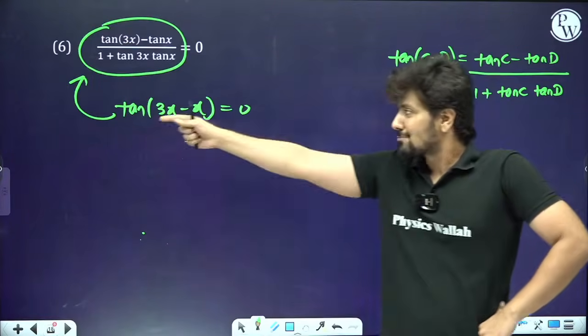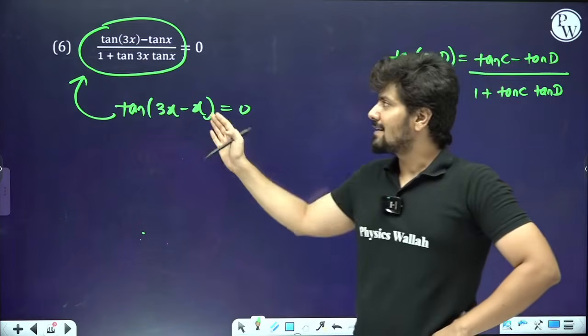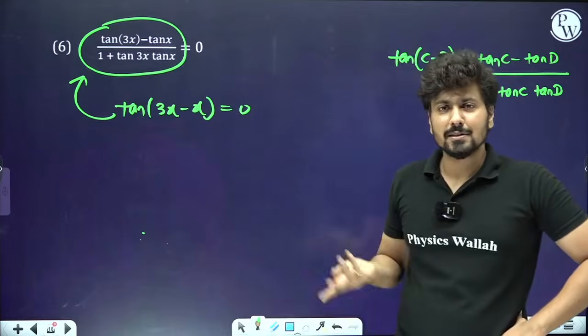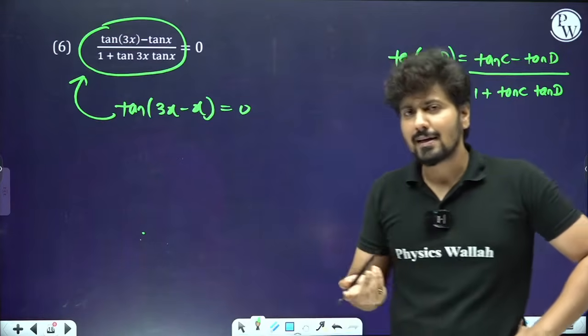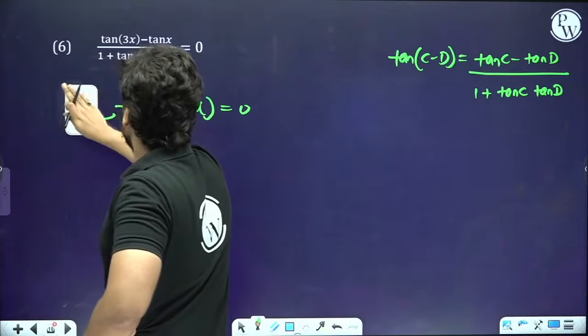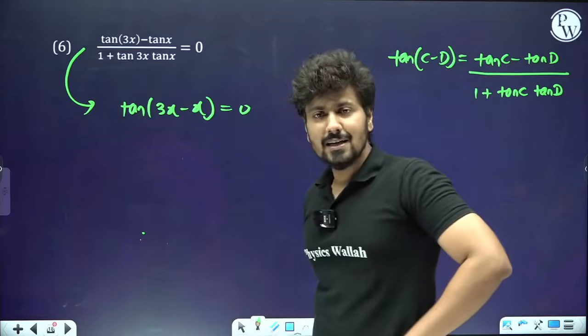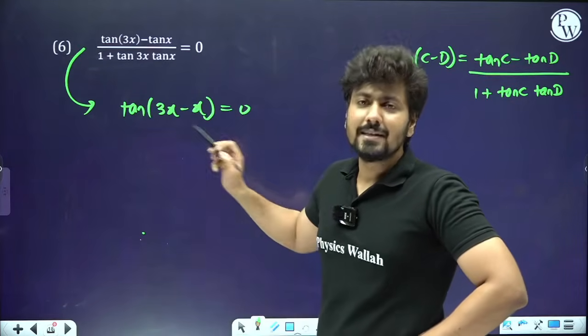Basically, if you expand tan of 3x minus x, you get this. Tan of 3x minus x will be tan 3x minus tan x upon 1 plus tan 3x into tan x. Now I have compressed it like this, that this is nothing but tan of 3x minus x. Tan of 3x minus x will be tan of 2x.